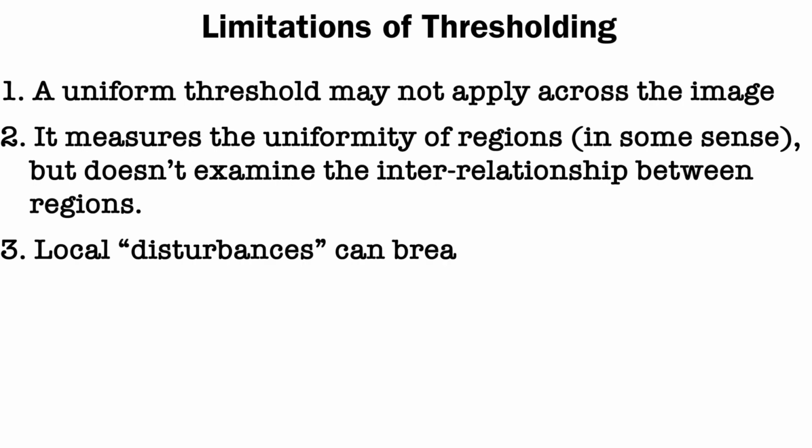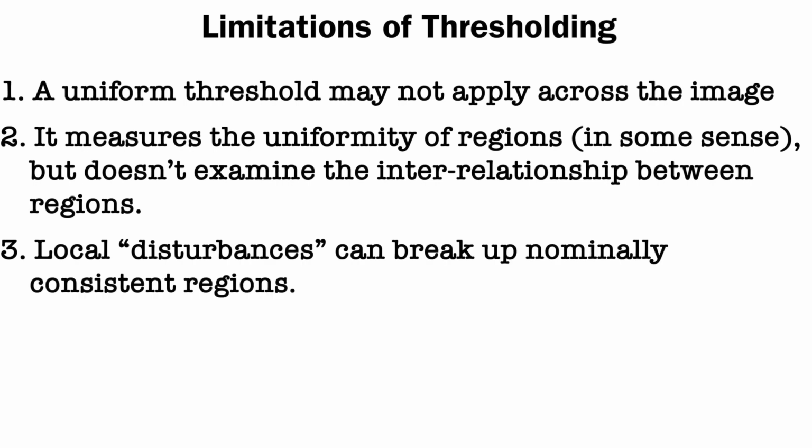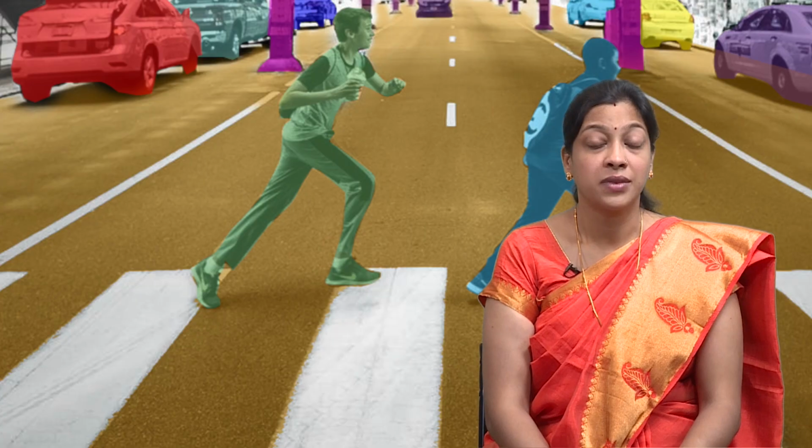Limitations of thresholding. A uniform threshold may not apply across the image. It measures the uniformity of regions in some sense but doesn't examine the inner relationship between regions. Local disturbance can break up the nominally consistent regions. These are the limitations of thresholding, but I am concluding my lecture.